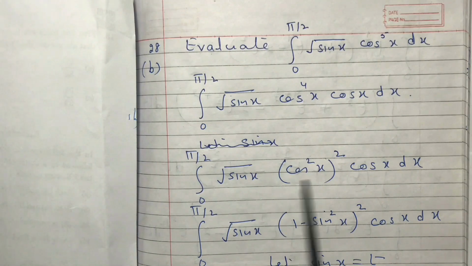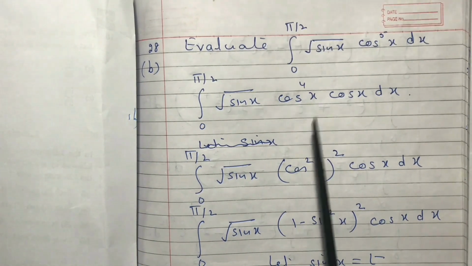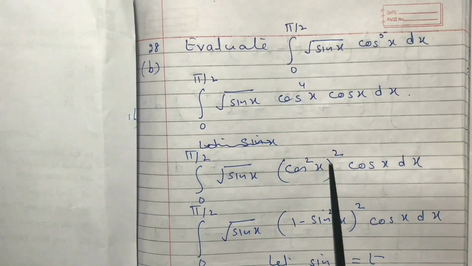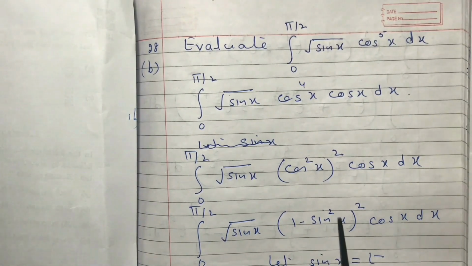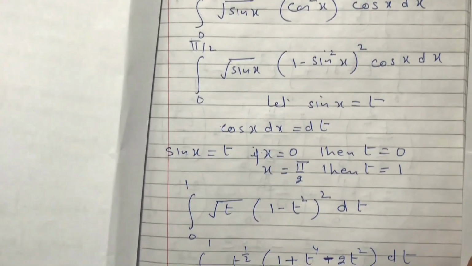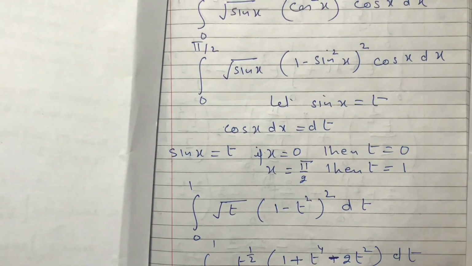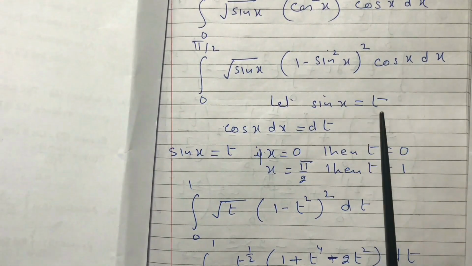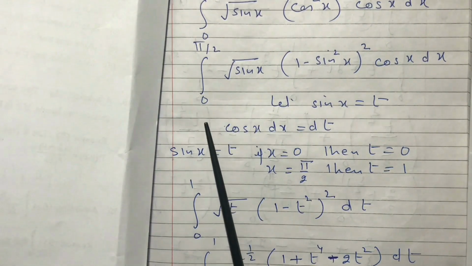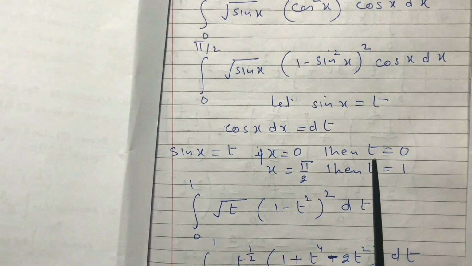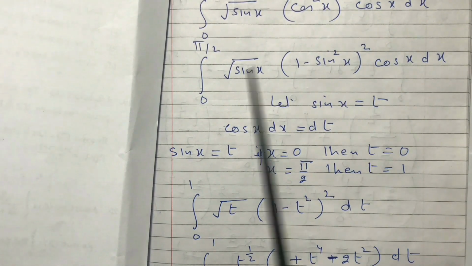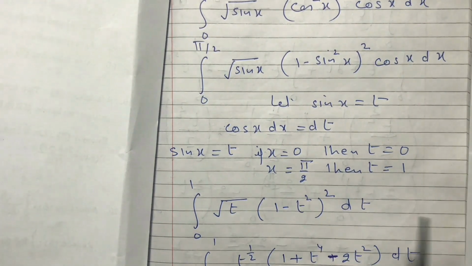You will have cos raised to power 4x, which can be written as cos square x whole square. And this cos square x can be written as 1 minus sin square x whole square. Now take sin x as t. Then cos x dx is equal to dt. Change the limits also. So here t will be equal to 0 and t will be equal to 1. So this equation becomes this.